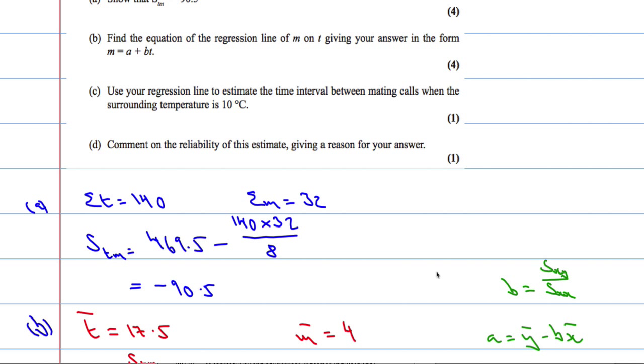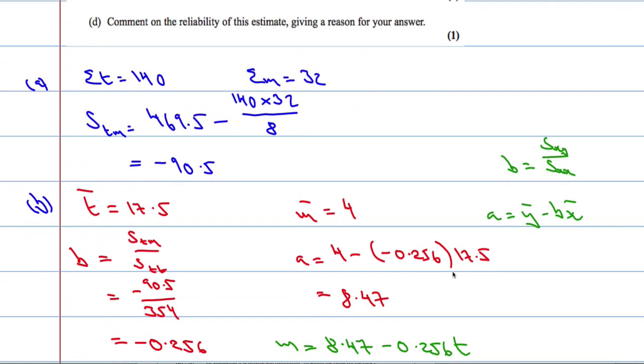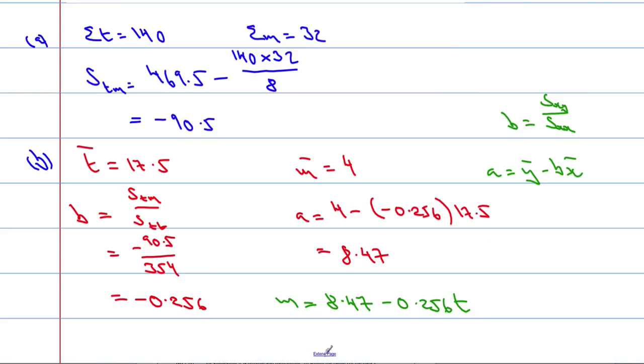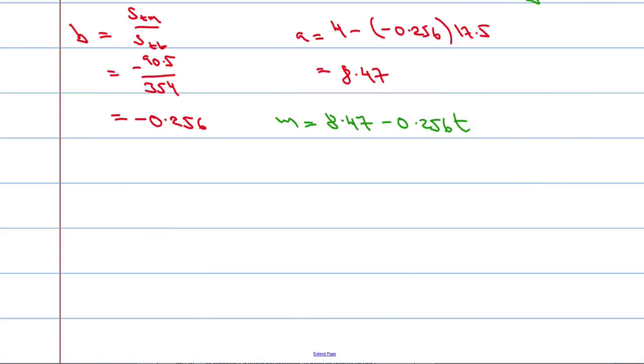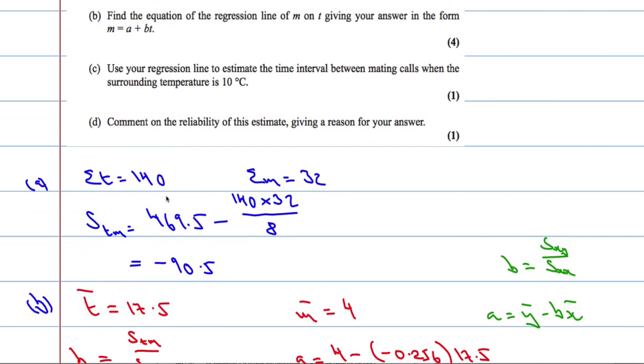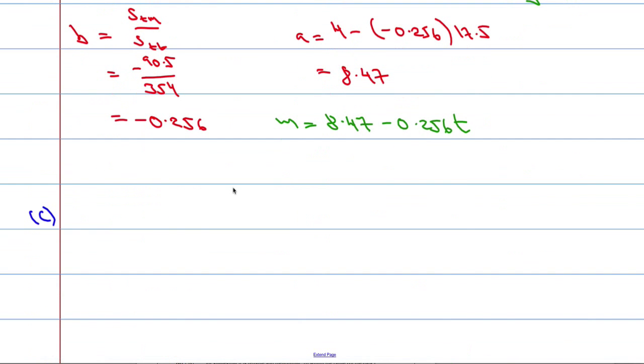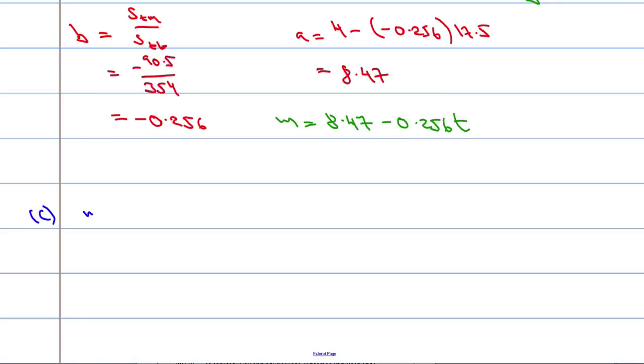Okay, part C. Use your regression line to estimate the time interval between mating calls when the surrounding temperature is 10. What we're going to do is substitute M equal to 10. I beg your pardon, we're not letting M equal 10, we're letting T equal 10. So T is going to equal 10. So we get M is going to equal 8.47 minus 0.256 times 10.